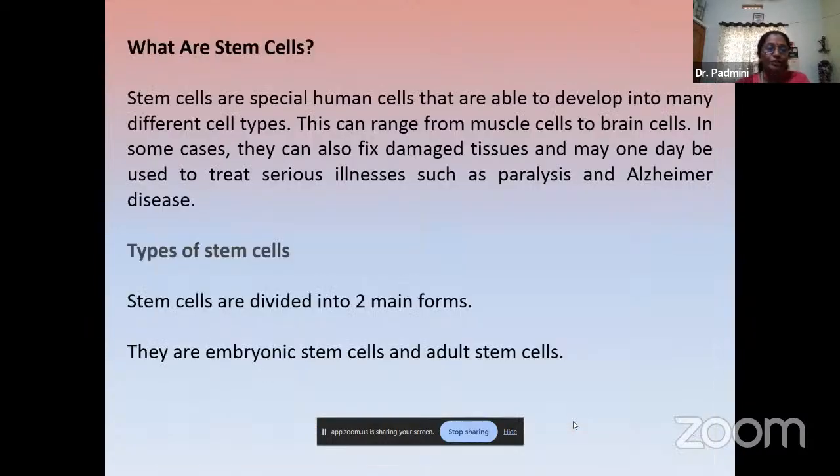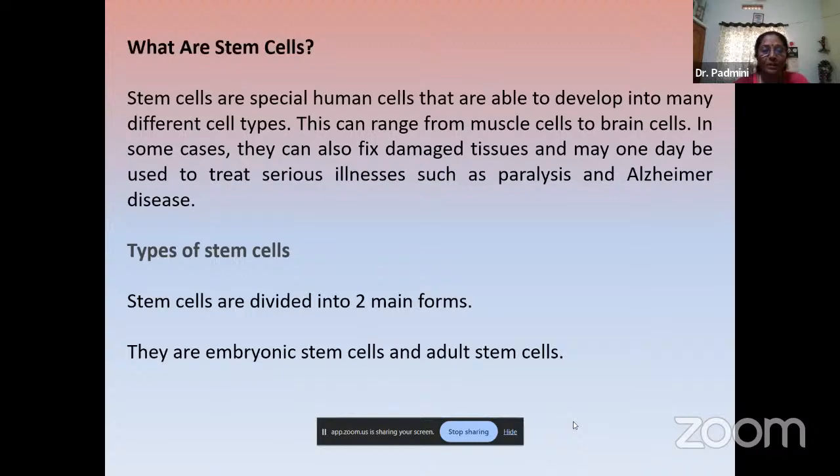So what exactly are stem cells? These are special human cells that are able to develop into many different cell types. That is, they can form whatever type of cells your organ needs to develop. From muscles to brain to liver cells to kidney cells, you name it, they're going to form, because these are the cells that give rise to a complete human being. In some cases, they can also fix damaged tissues and may one day be used to treat serious diseases like Alzheimer's and paralysis, as I was saying. So this is the importance of stem cells.